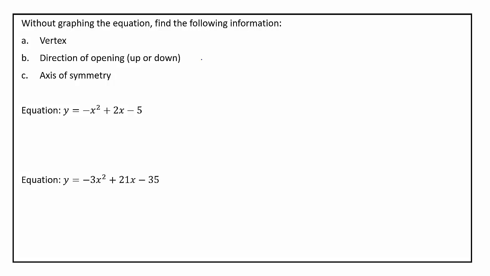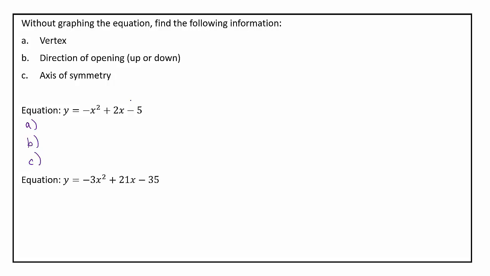Before we graph another one, there is actually lots of information we can find without having to graph it. So these instructions say, without graphing the equation, find the following information. Part A, we want to find the vertex. Part B, we want to find the direction of opening. And part C, we want to find the axis of symmetry.